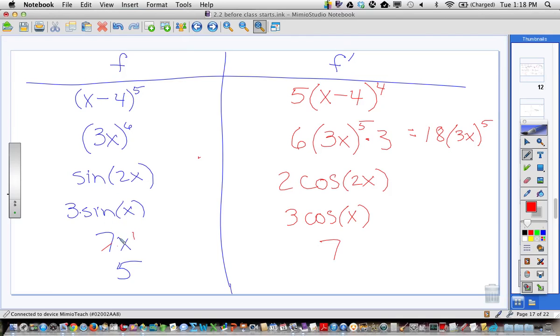Get excited. No, when you bring the 1 down in front, it does not turn into a 17. Okay? Thank you. I hope you wouldn't do that. Bring the 1 down in front. 1 times 7 is 7. And then the power changes to a 0, and x to the 0 is just 1. So, yes, it would be 7. Okay, what about the derivative of 5?